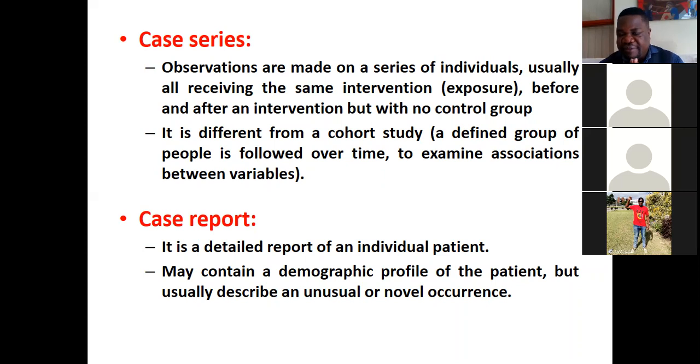So we are discussing descriptive studies. We spoke about ecological study, we spoke about a cross-sectional study or prevalence study, and we spoke about an incidence study. Are we clear about those three? Because we will remind about two, case series and case reports, because we have five types of descriptive studies. We are clear about an ecologic study, prevalence study, incidence study, okay?